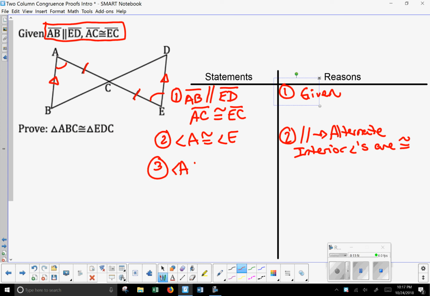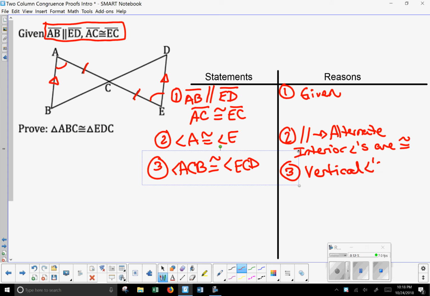Angle ACB is congruent to angle ECD. And I knew that because the vertical angles were congruent. Okay, I wrote it in my proof. Now I can mark it in my picture. Okay, so what else did that let me know?